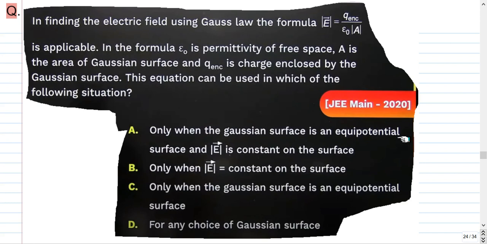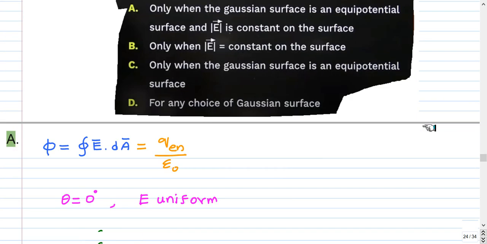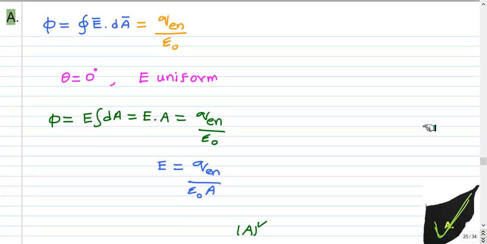Equipotential surface means the potential at all points on that surface is the same. That will happen if the electric field is normal to that surface. So according to Gauss law, the total flux coming out of a closed surface, integral E dot dA, is Q enclosed by epsilon naught. The simplest case will be when the angle theta between E and dA is 0, and also the electric field is uniform over that surface. So in this case, E dot dA becomes E into dA, and since E is uniform, it comes out of the integral sign, and integral dA becomes A. So in that case, the electric field is given as Q enclosed by epsilon naught A.